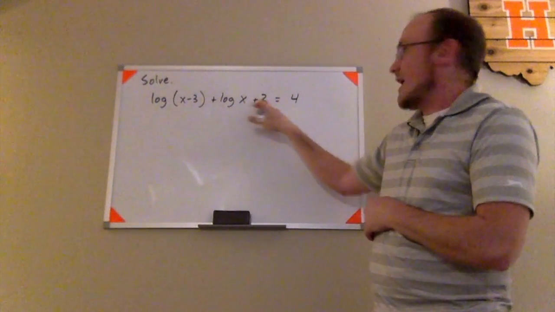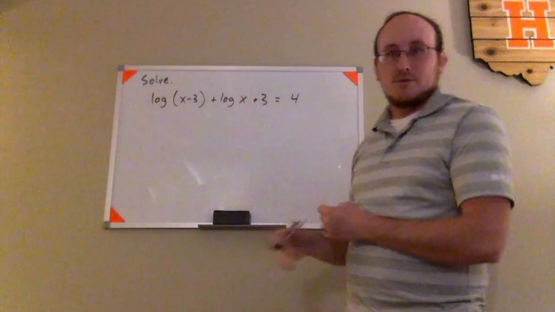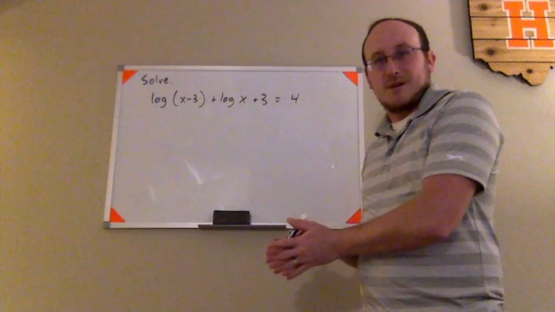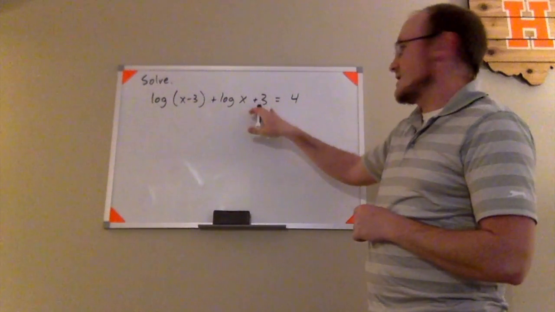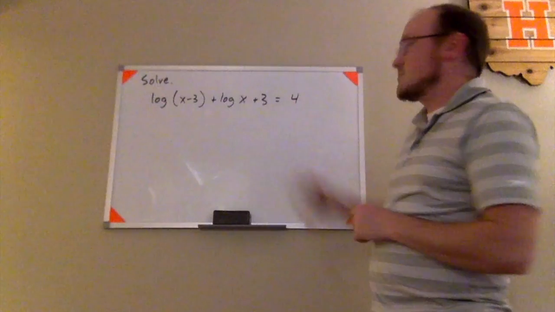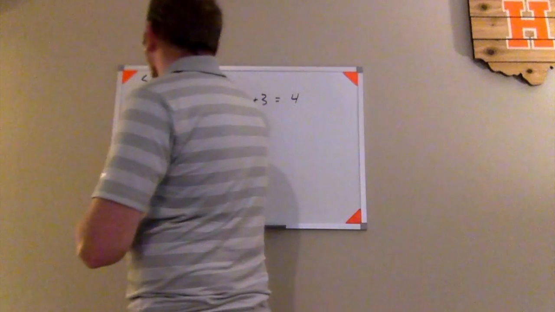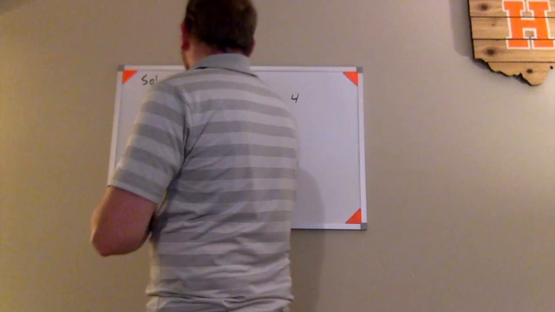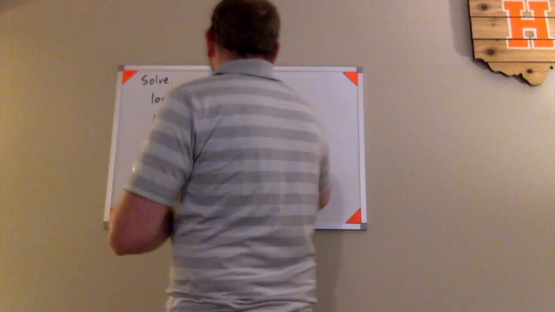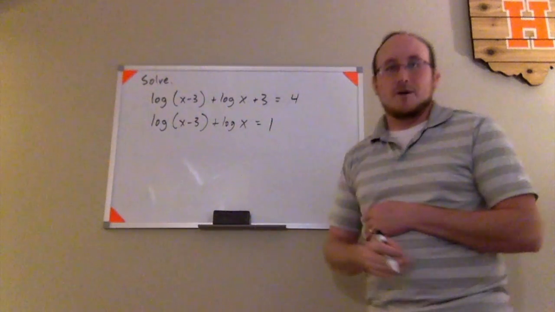This plus 3 is not contained within this logarithm. It would have needed to be in parentheses like this one for it to be intended that way. In this case, it isn't. So the first thing we need to do here is get rid of this plus 3 by subtracting it from both sides, to get log of x minus 3 plus log of x. Again, subtract 3 on both sides. That would make this equal to 1.